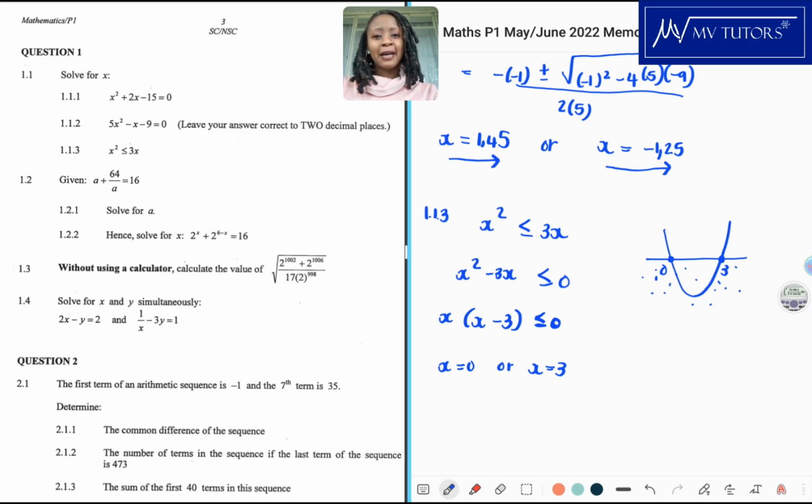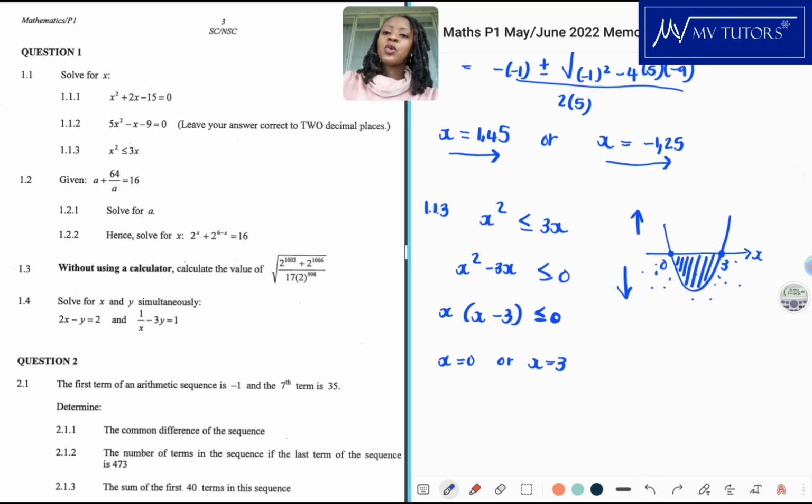If it was bigger and equal to 0, it would be above the x-axis. Okay, this is our x-axis. So your y values are positive here, and your y values are negative in the bottom. Okay, so if it's smaller and equal to 0, we're looking at a solution here. If it was bigger and equal to 0, we would have solutions there. Okay, so that is how I use the sketch.